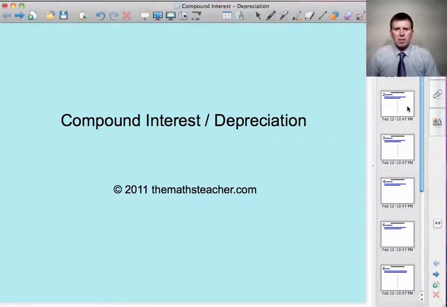Hello and welcome to a lesson on compound interest and depreciation. These are two topics that occur on the higher tier GCSE syllabus. We look at 4 examples of compound interest and then we look at 4 examples of depreciation.